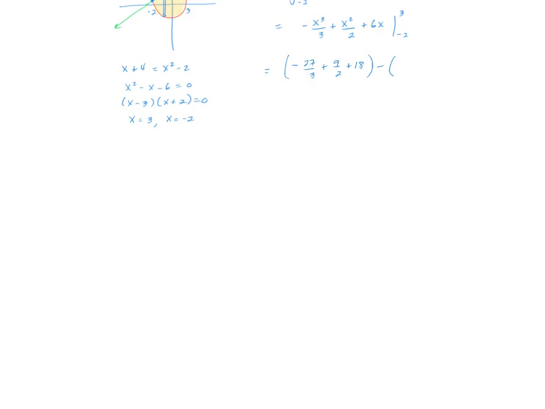If I put in -2 in place of x, I'm going to have negative, which would be a positive 8 over 3, plus 4 over 2, minus 12. Okay, so just doing those computations, I end up with 125 over 6.